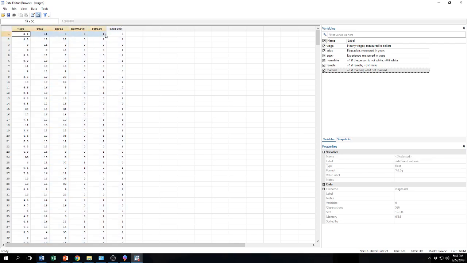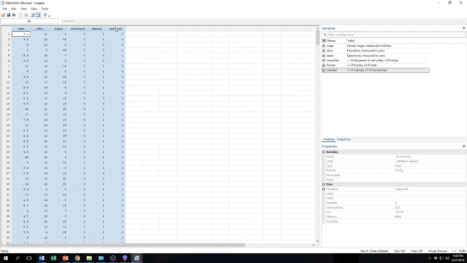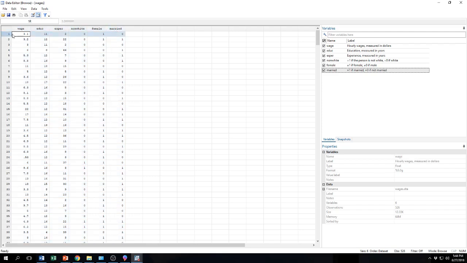Okay. Now also, I might just take a moment. Let's just go through the data a little bit here and just make sure we're really familiar with looking at a data set. So, like we said before, these are variables. And then each row is an observation. So that means 1 indicates a person. Person 1, let's figure out what person 1 is like. Person 1 earns $3.10 an hour. Person 1 has 11 years of education. They have 2 years of experience. They're white, female, and not married.